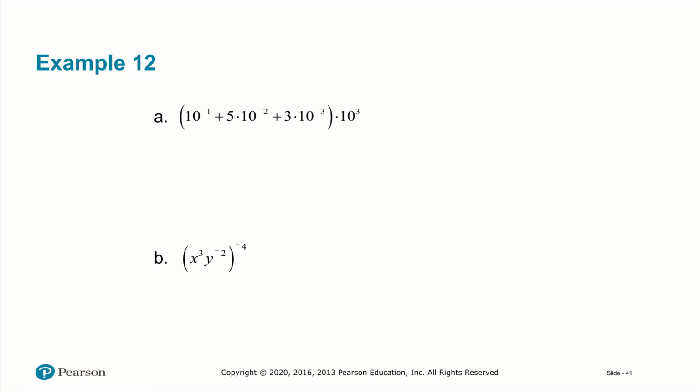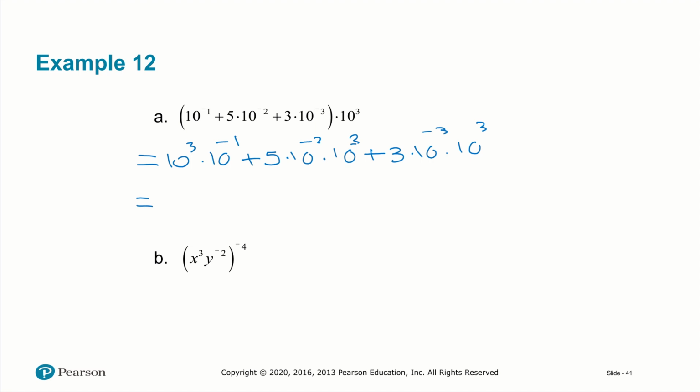Here we're going to multiply this expression by 10 cubed on the right. So by the distributive property, we need to distribute that to every term. So we end up with 10 cubed times 10 to the -1 plus 5 times 10 to the -2 times 10 cubed. Notice I put the 10 cubed first for this one, and I'm putting it last here. It doesn't matter. Remember, commutative property. All right, and then plus 3 times 10 to the -3 times 10 cubed.